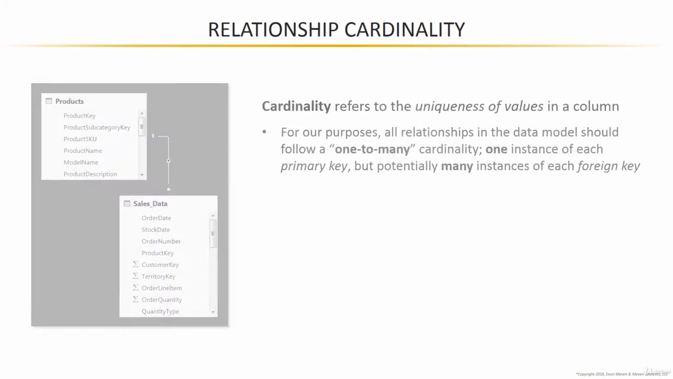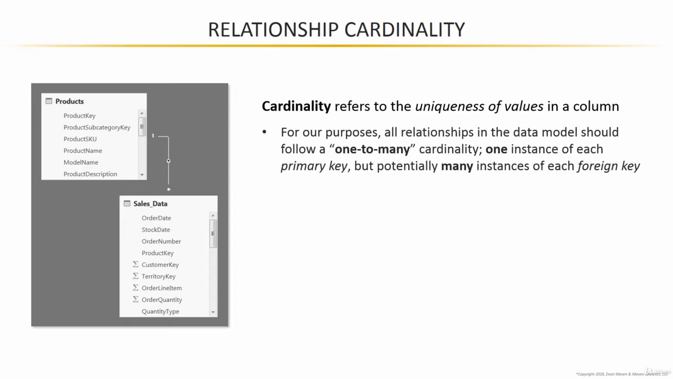It's time to talk about relationship cardinality. Now, cardinality, by definition, refers to the uniqueness of values in a column. So, for our purposes, all of the relationships that we're going to be creating with the data tables that we have in our model should follow a one-to-many cardinality. One instance of every primary key from our lookups, but potentially many instances of each foreign key from our data tables.